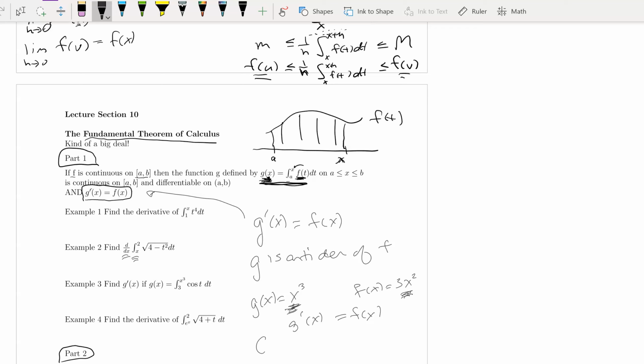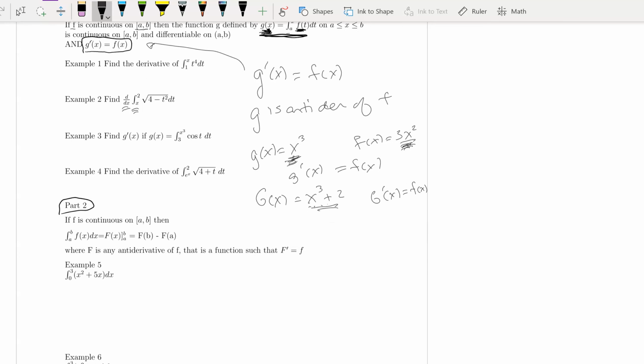So I'll call it capital G. Isn't capital G equaling this another antiderivative of this? It is, because if I take the derivative of capital G, I get little f, right? Okay, so that's how I'm going to move forward on the proof.